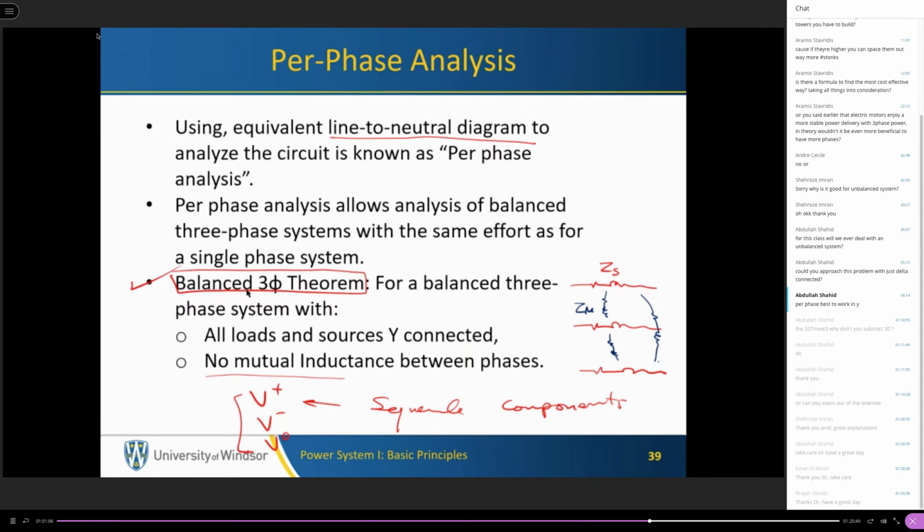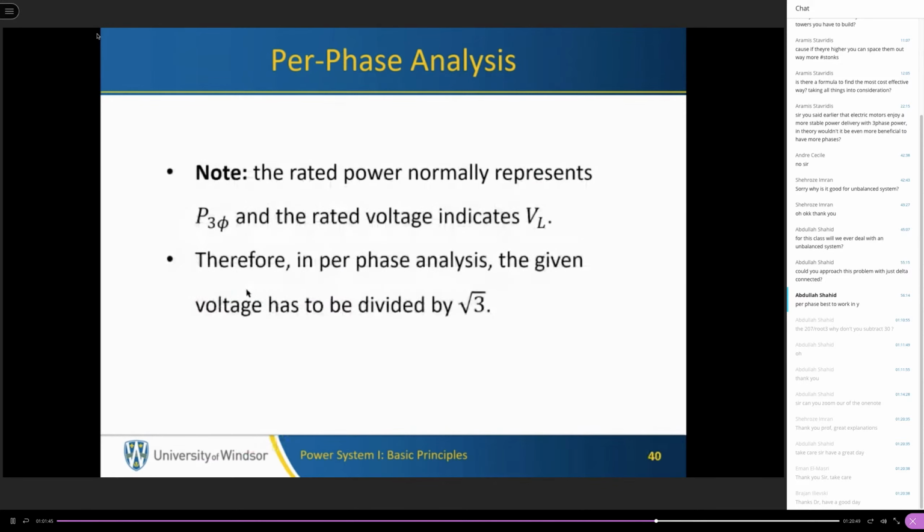So first, loads, lines, everything should be balanced. And also we need to eliminate all mutual impedances between lines, between phases and loads and generators, which is the case in most of the power systems that we study. Typically, the standards do not allow systems to be unbalanced beyond a 5% threshold. So we can analyze them per phase, and the results we get will be close to the actual results.